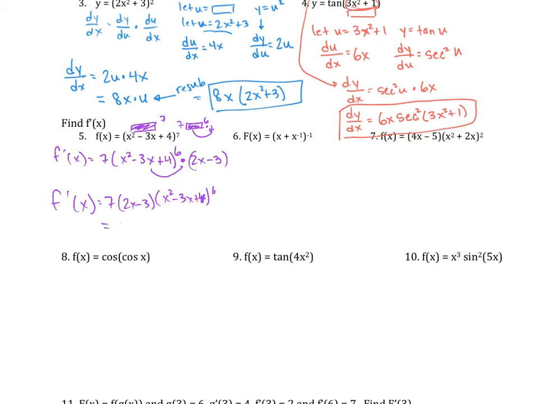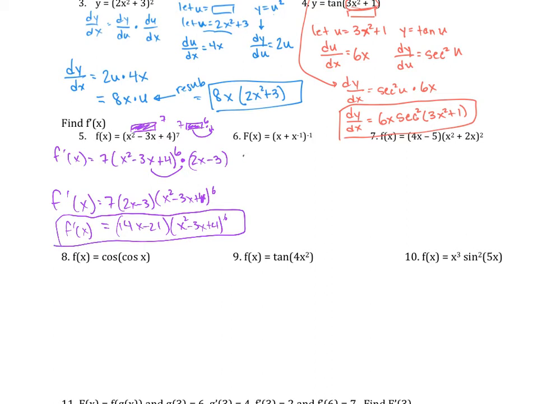You could, if you wanted to, distribute this and say 14x minus 21, and then keep this as x squared minus 3x plus 4, but by no means do you want to FOIL that out to the 6th power. That's just a waste of time for this class. Okay, moving on to the next one.